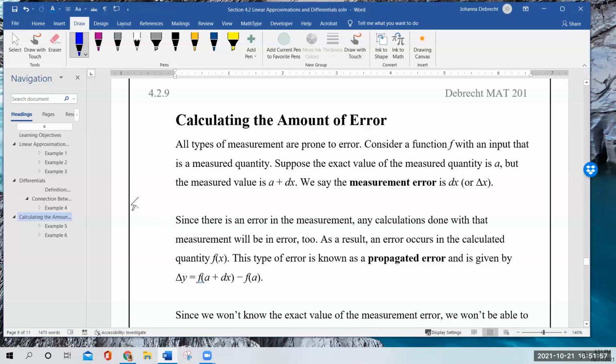The thing I'm most likely to test you on, however, are the first 3 examples where we use the tangent line linear approximation to approximate things like square roots and cube roots.